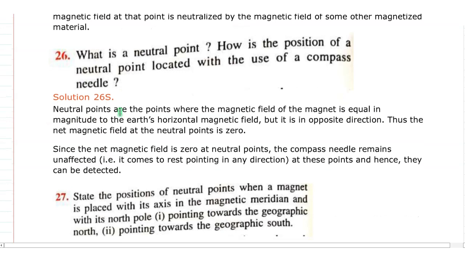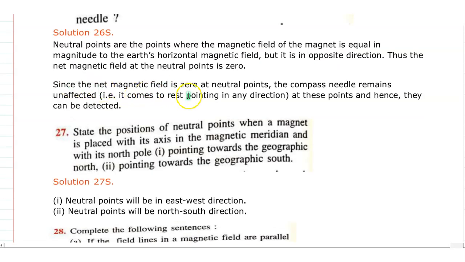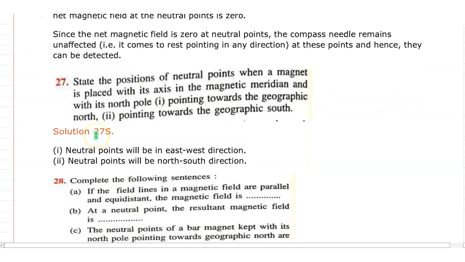What is the neutral point? I have told. How is the position of the neutral point located? With the compass needle. If we place a compass needle at a neutral point, the needle can be oriented along any direction, because there is no field to orient the needle. Since the net magnetic field is 0 at the neutral point, the compass needle remains unaffected, and hence they cannot be detected.